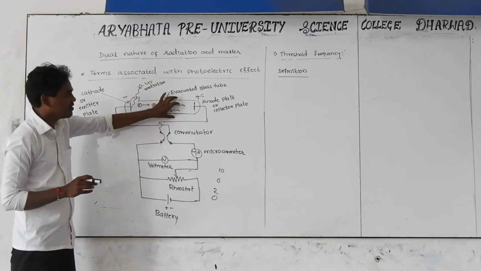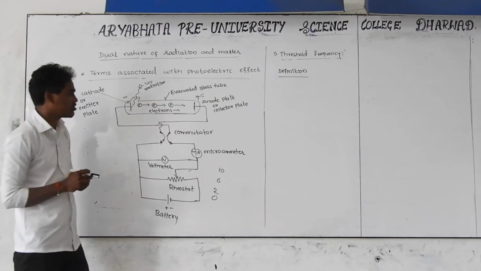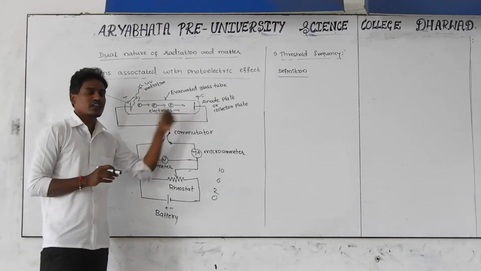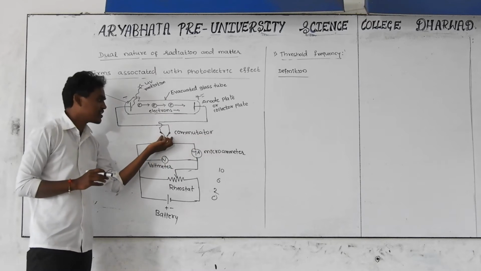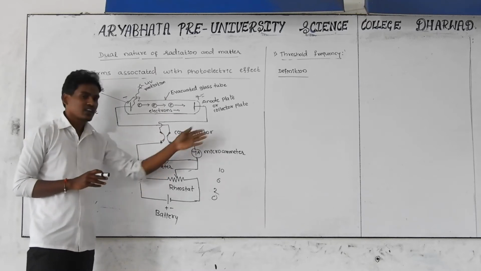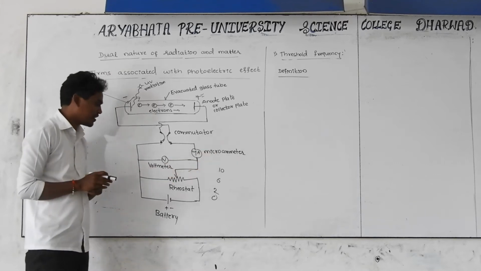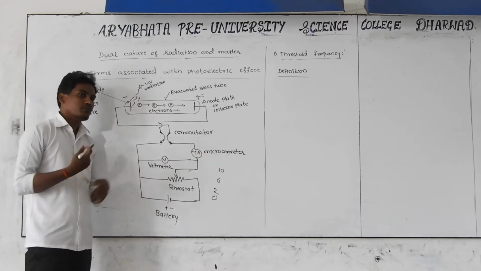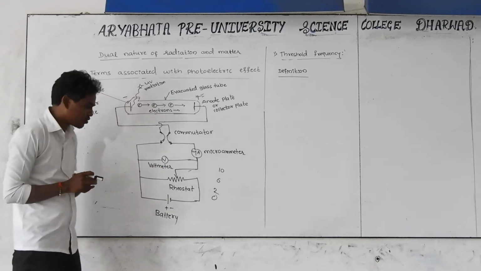An evacuated tube is there. Why do we call it an evacuated glass tube? Because it is free from air particles. And this is a commutator, a multi-key plug system. In order to measure the photocurrent, we use the micrometer, and to measure the potential difference, we use a voltmeter as an electrical instrument.